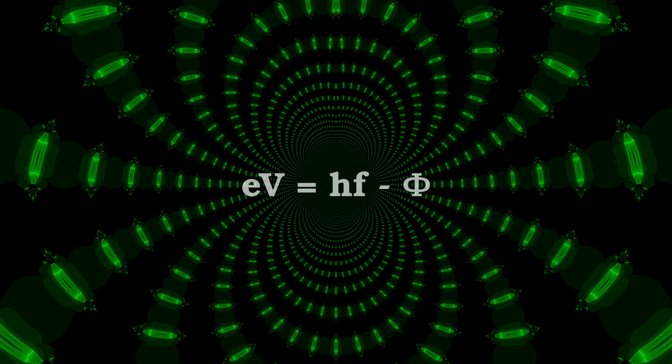Looking at our formula tells us that the slope of this fitted line will be Planck's constant h, and its y-intercept will be our material's work function, phi. We have also predicted that these two values should not change for our measurements at different intensities.